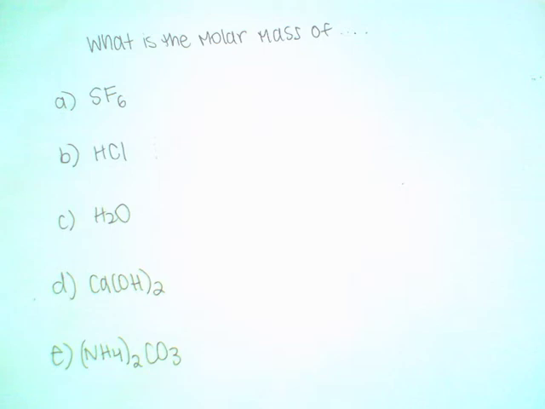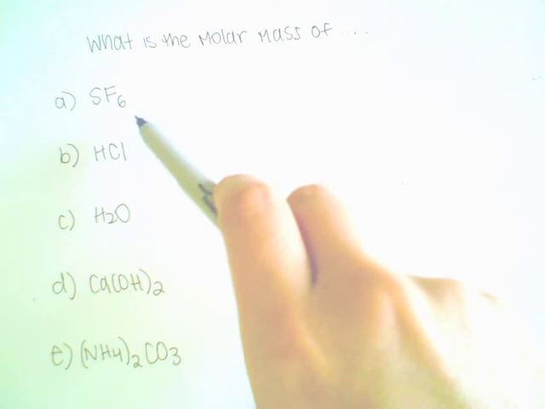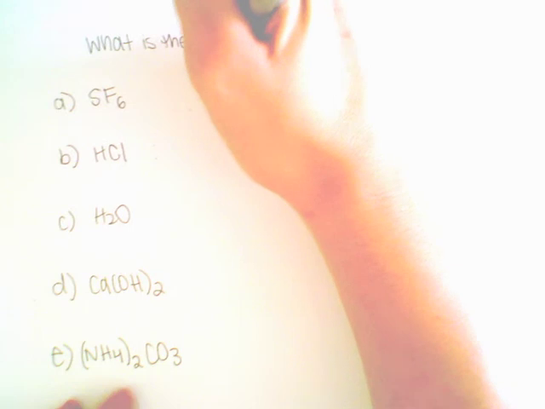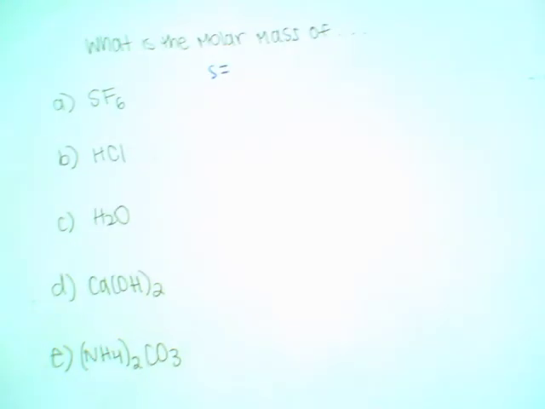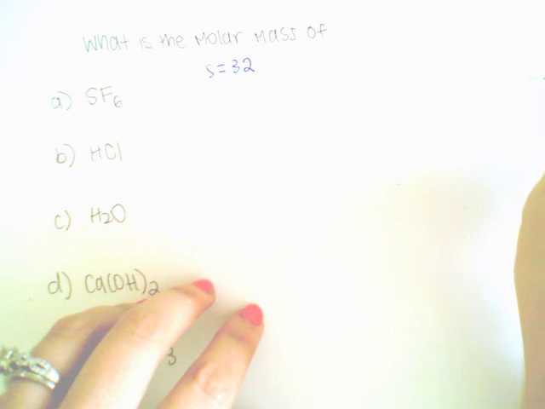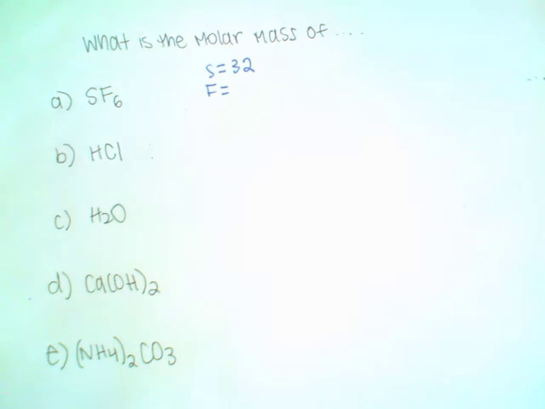So to start, let's look at sulfur hexafluoride, SF6. I have sulfur, which has a mass of 32 grams per mole. It's 32.086. If we round that to the nearest whole number, let's just simply call it 32. So 32 grams per mole. And fluorine has a molar mass of 18.998, so let's round that to 19.